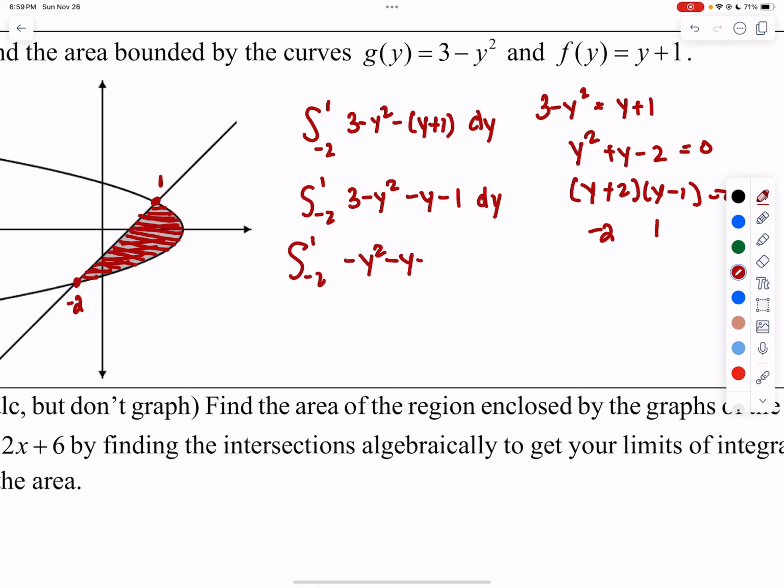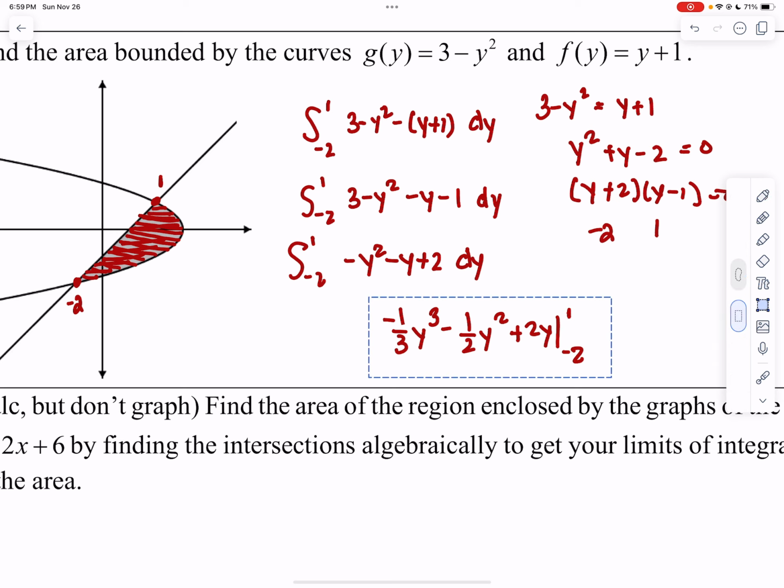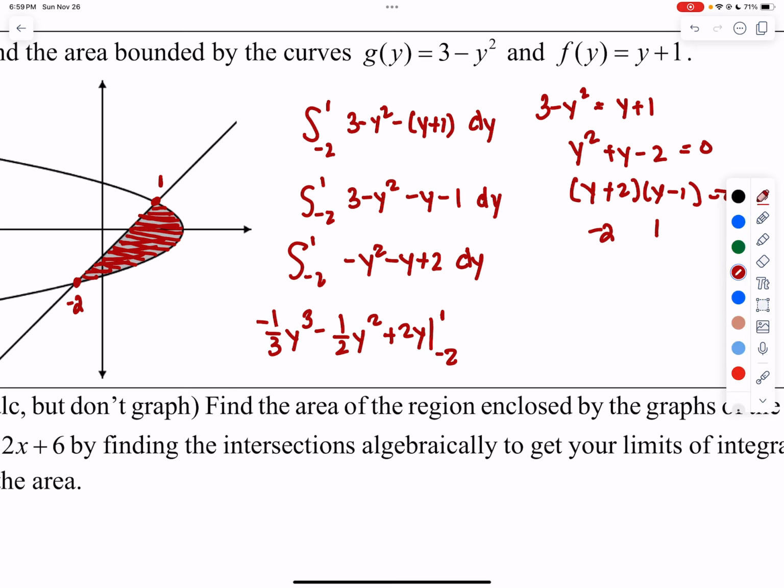And then I am going to solve, aka take the integral, using my bounds of negative 2 to 1. You're going to evaluate that, and if you do that, you're going to get 9/2 as your answer. Verify that your answer is 9/2 units squared.